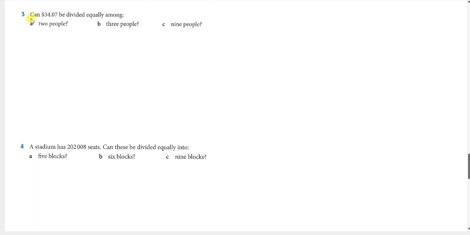Okay, can 34.07 be divided equally among 2 people, 3 people, and 9 people? With 2 people we have to check, can we divide it by 2? We cannot, because the number ends with an odd number. So here the answer is no. By 3 people, we have to add 3 plus 4 plus 7. So we have 14. 14 is not divisible by 3, so this is also a no. And for 9 people, we have to add them again, and we have the answer 14. Is it divisible by 9? No. So all 3 are no.